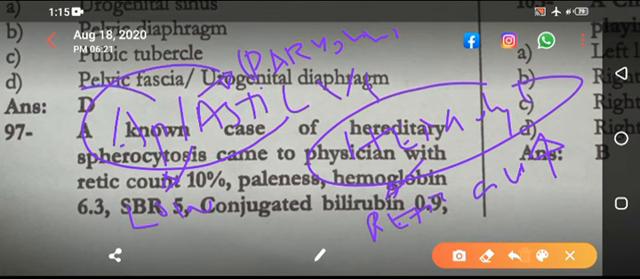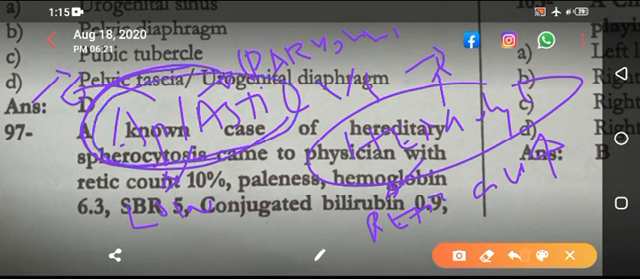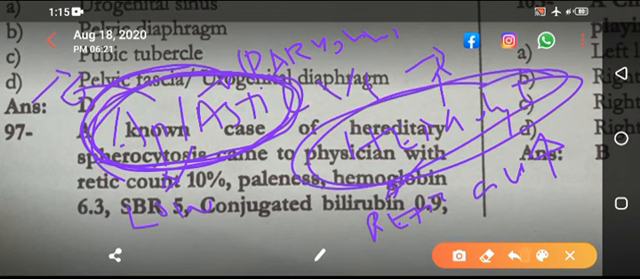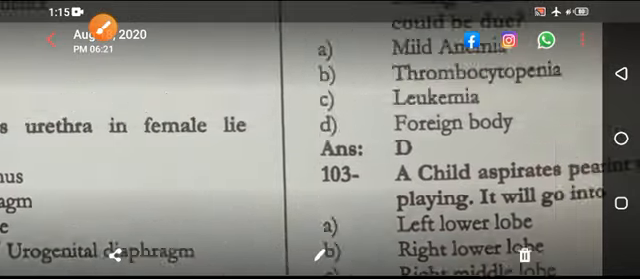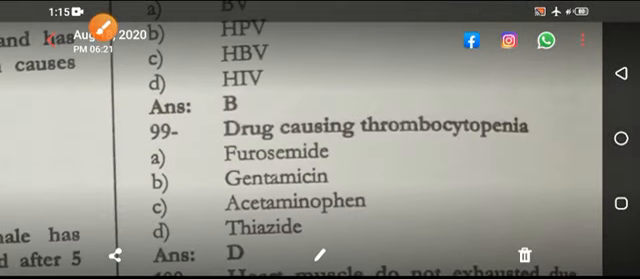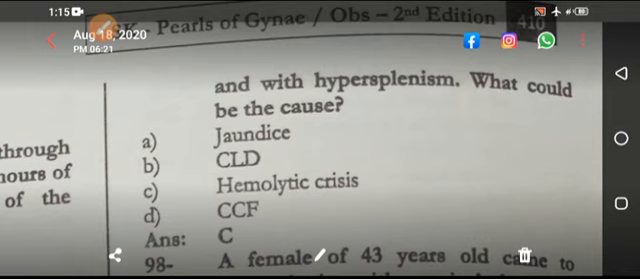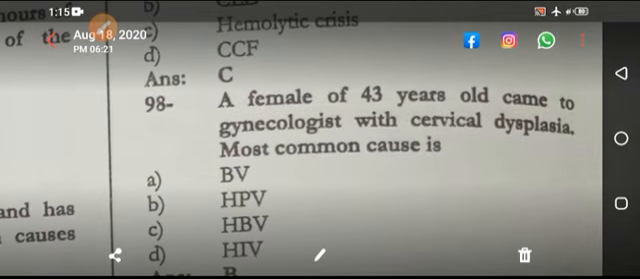In aplastic there is decreased production of HB. In hemolytic there is increased destruction of RBC or HB. So what happens in aplastic? The bilirubin is not that much raised. In hemolytic there is increase in the unconjugated bilirubin. But the main thing you can differentiate between the two is the retic count. Coming next. So answer over here is hemolytic crisis.